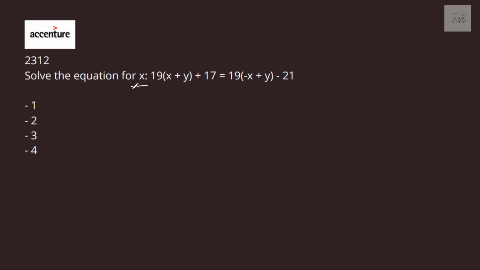Solve the equation for x. We have a single equation. Let us find the value of x. It would be 19x plus 19y plus 17 equals minus 19x plus 19y minus 21. So y cancels out. 19x will come here.